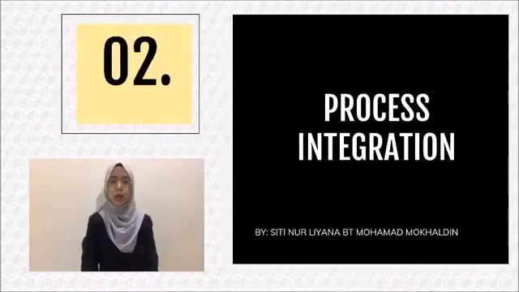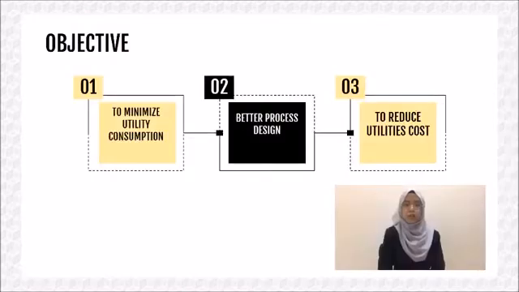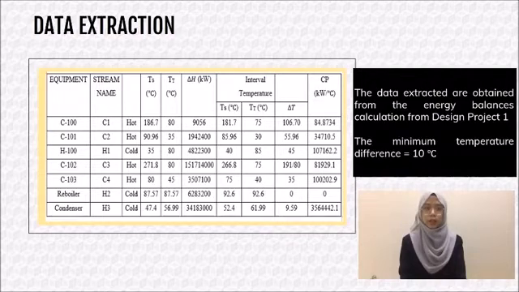Thank you. Assalamualaikum. My name is Siti LIYANA binti Muhammad MOKHALDIN. The topic of my presentation is process integration. The objective of process integration is to reduce utility consumption for a better design and to reduce utility costs. The data extracted are obtained from the energy balance calculation from Design Project 1. The selected minimum temperature difference is 10 degrees Celsius. In the system, there are 4 hot streams and 4 cold streams.